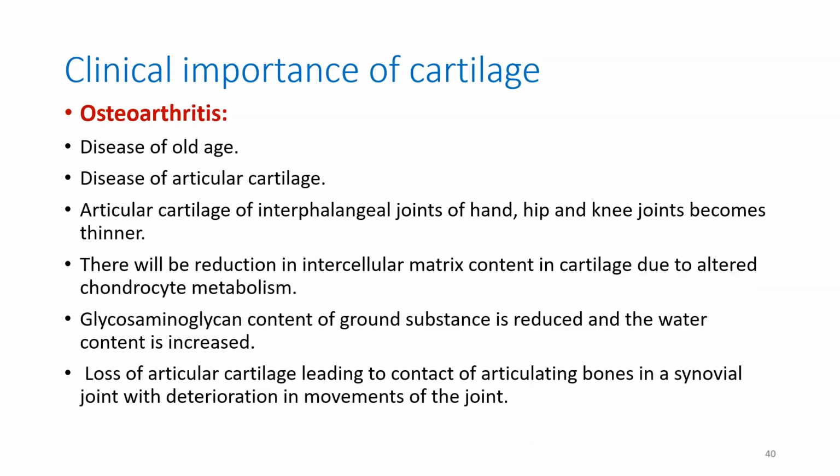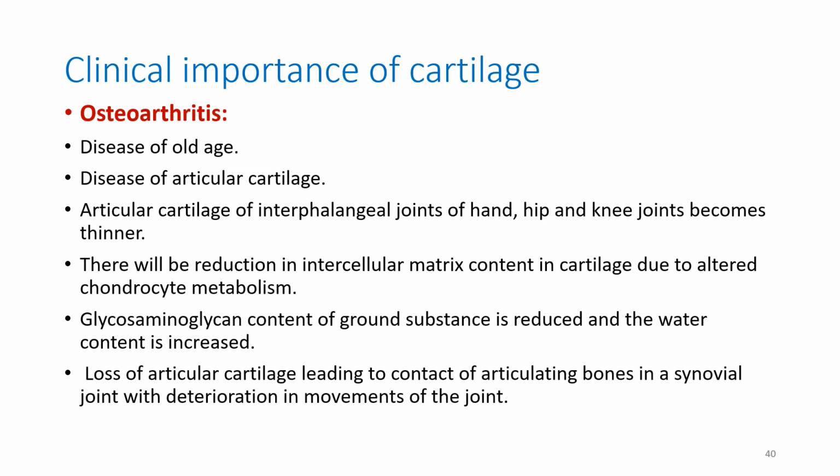Osteoarthritis. It is a disease of old age and it is a disease of articular cartilage. The articular cartilage of the interphalangeal joints of the hand, hip and knee becomes thinner. There is reduction in the intercellular matrix due to altered chondrocyte metabolism. The glycosaminoglycan content of ground substance is reduced and the water content is increased.